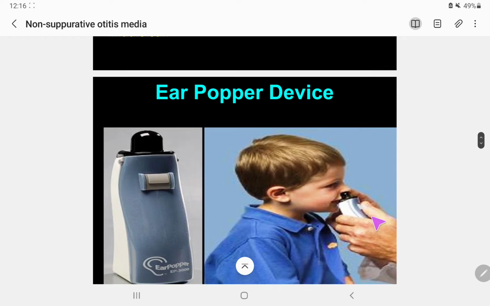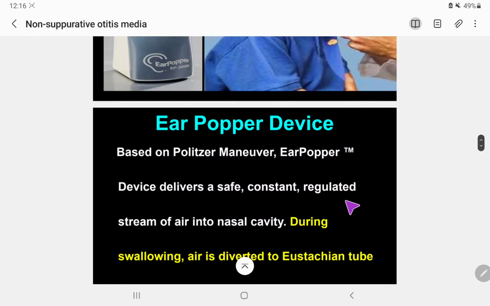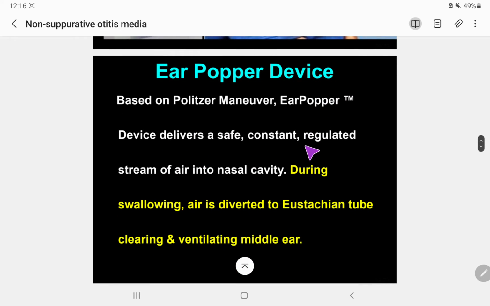And here come the fancy devices. This is an air popper device. You put the air popper device into one nostril, same as the Autovent balloon. This is like the Politzer maneuver, but automated. The device delivers a safe, constant, regulated stream of air into the nasal cavity, just like a Politzer maneuver, and during swallowing, air is diverted into the eustachian tube to clear and ventilate the middle ear. So the main aim is to clear and ventilate the middle ear, right?